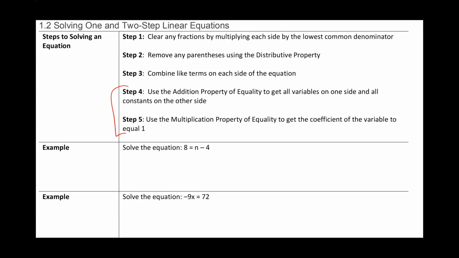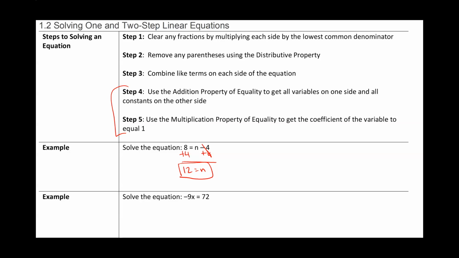So we want to get all the constants on one side. Because we have an 8 on the left side and an n minus 4 on the right side, we can take this negative 4 and move it to the left. So how do we do that? Well, the inverse of subtracting 4 is adding 4, so we would add 4 to each side, and we get 12 equals n. To move a number from one side of an equation to the other side, we're always going to use an inverse.